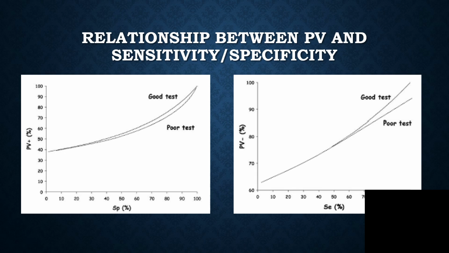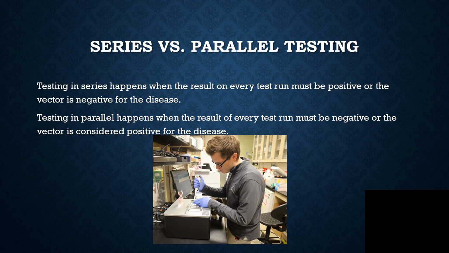There are a few scenarios or situations where you would want to see or use sensitivity or specificity along with your predictive values. Now, real quickly, I'll mention series and parallel. Series happens when the result of every test run must be positive or the vector is negative. The parallel testing happens when the result of every test run is negative or the vector is considered positive for the disease. So it's basically the other way around, the reverse, right?